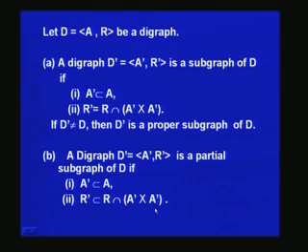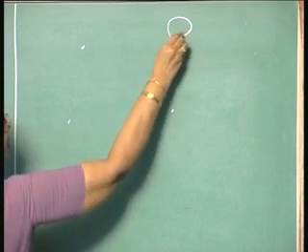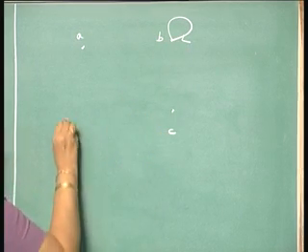So let us consider some example, then it will become more clear. Take some graph like this, A, B, C, D.